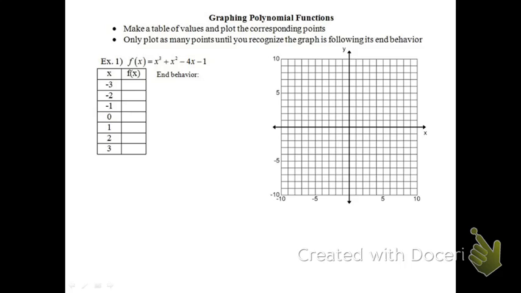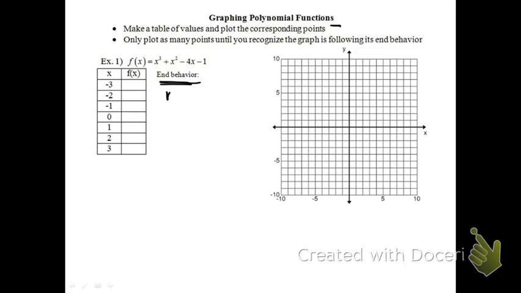Now, let's do this first example together. The first thing you're going to do is make a table of values and plot corresponding points. Only plot as many points as you need until you recognize that the graph is following its end behavior. One thing that I'll do maybe first is even look at the end behavior right away.